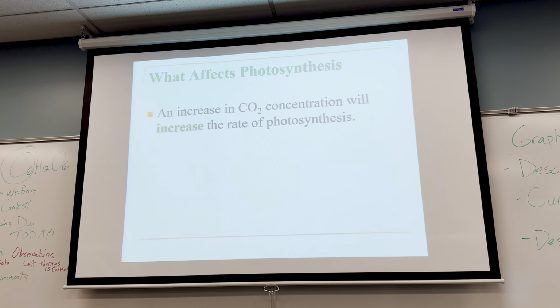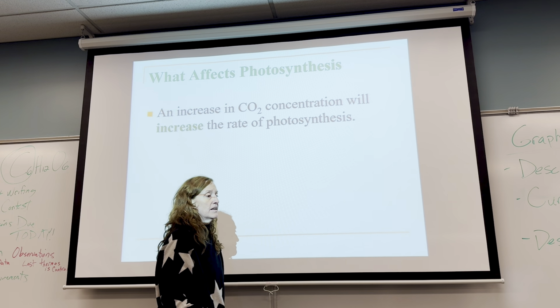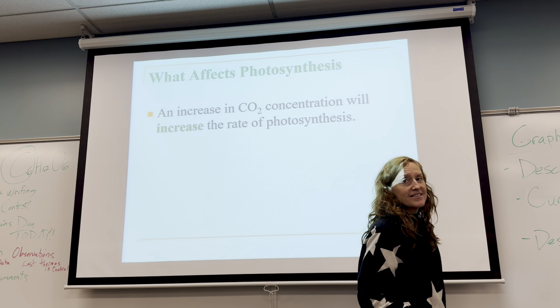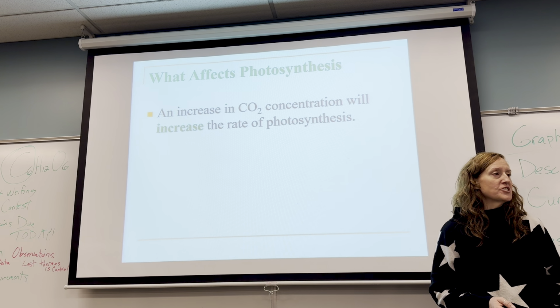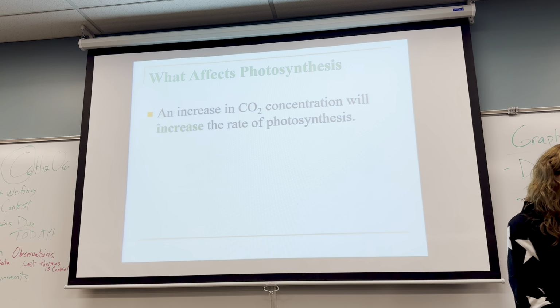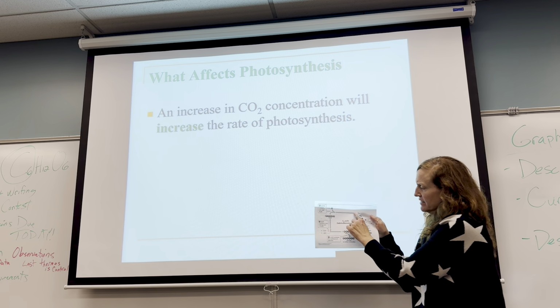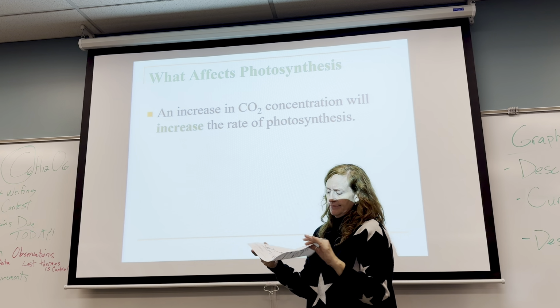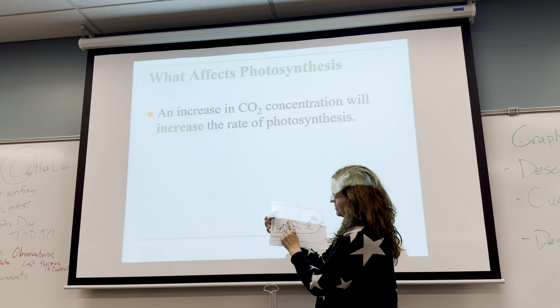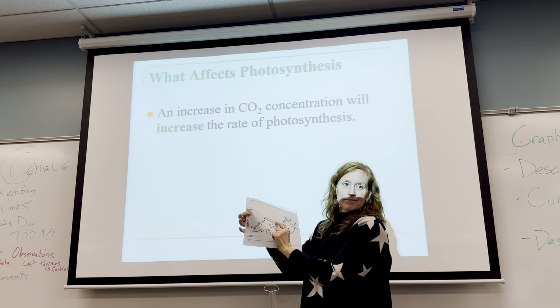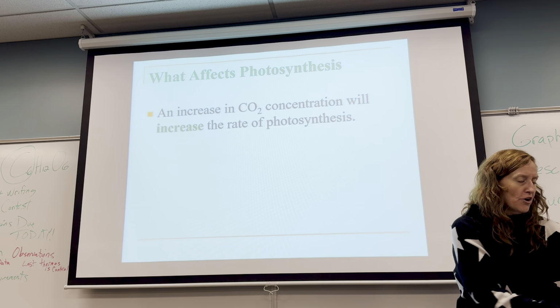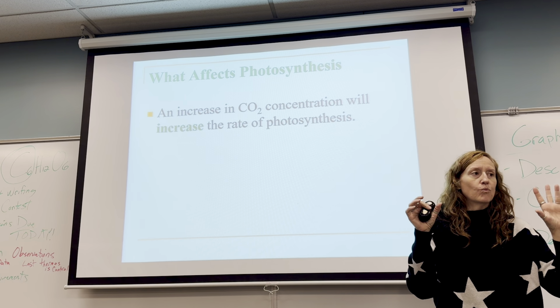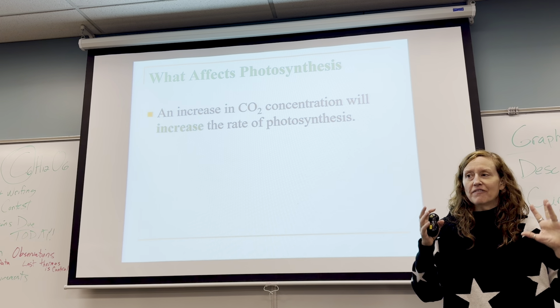All right, what affects photosynthesis? So remember that photosynthesis is a metabolic pathway that's catalyzed by enzymes. So all of these little lines are catalyzed by different enzymes. All of these little circles are enzymes. So let's go back to thinking about what affects the rate of enzyme reactions.